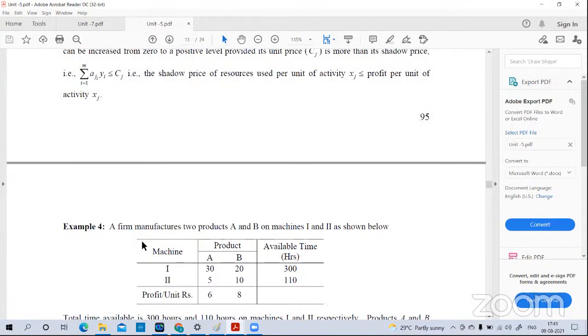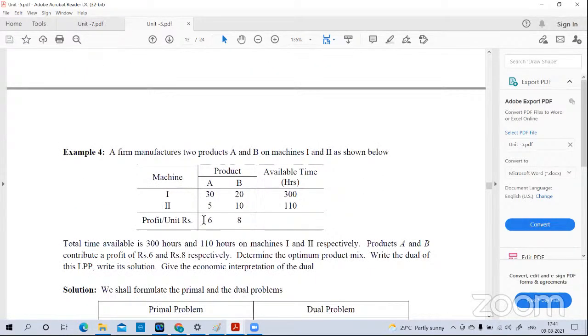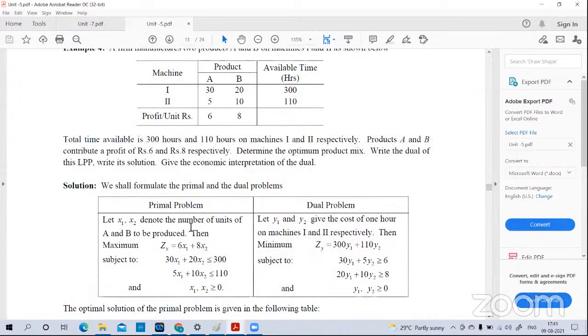Next, coming to the problem: a firm manufactures two products A and B on machine 1 and machine 2, as shown below. It shows the products and the average time. Here the given problem is a primal problem. Then I am converting it to the dual problem. Here the objective function is converted to minimization.